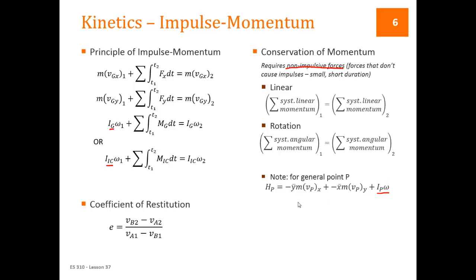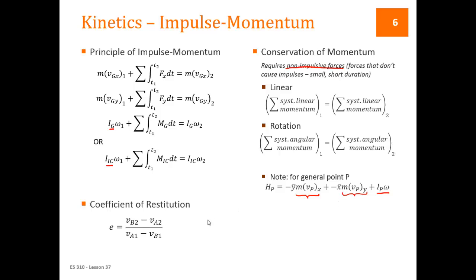For a general point, we can write the angular momentum as the angular momentum of that point using I_P, plus the y direction times the linear x momentum, plus the x direction times the linear y momentum. And so this should remind you of the friction moments we just looked at.